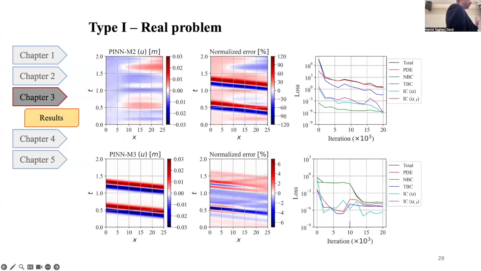Although the responses are very similar to the previous problem, we see that PINN M2 is not able to provide us with good responses anymore, and the errors are more than 100%. However, our dimensionless PINN is still predicting the responses with less than 7% error, similar to the previous case.